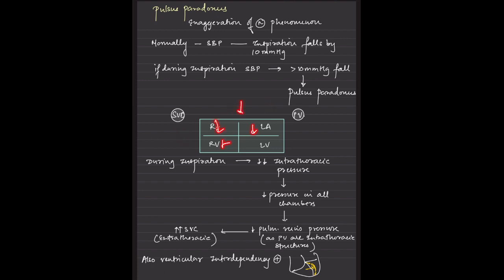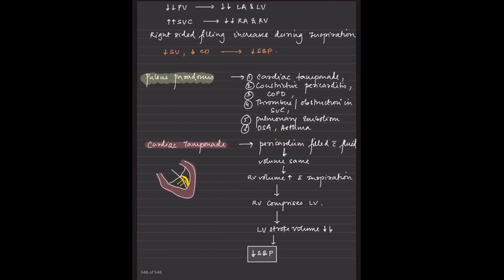So all the chambers have a decrease in the pressure during the inspiration, and there is this ventricular interdependency. This means the septum that is seen will go and stick to the left ventricle. Now what happens is the left ventricle cannot eject much of the blood. So there is exaggerated right-sided filling. There will be a decrease in the stroke volume and a decrease in the cardiac output. So there will be a decrease in the systolic blood pressure.